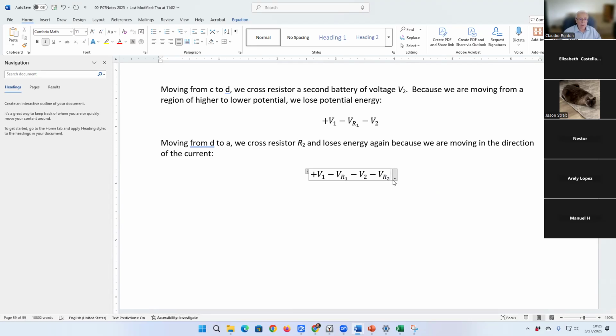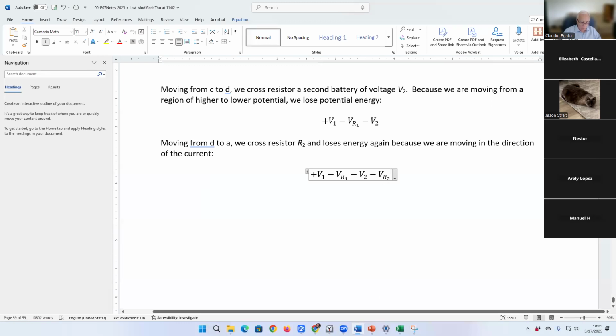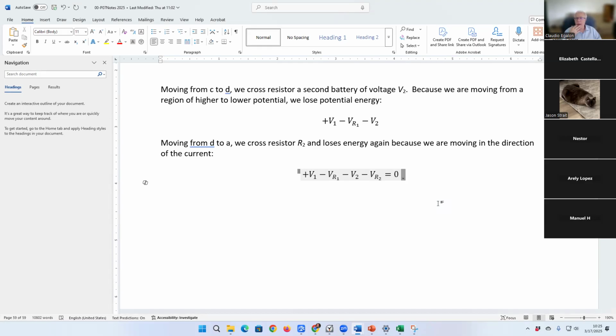So we came to the beginning, right? We start at A, we end at A, and then what do we do next? We finish our equation by writing equal to 0. That's how Kirchhoff's rules work for this type of simpler circuit.